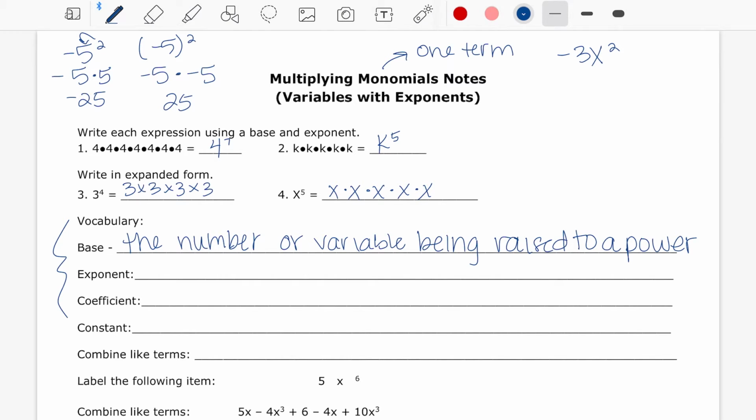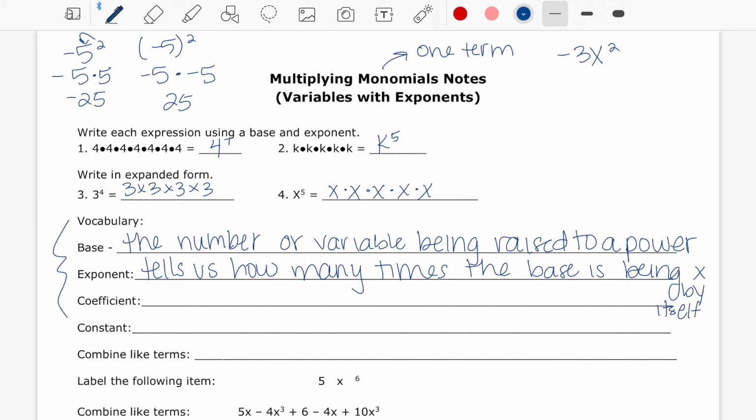And the exponent tells us how many times the base is being multiplied by itself. Our coefficient is a number in front of a variable. And a constant is just a number by itself.